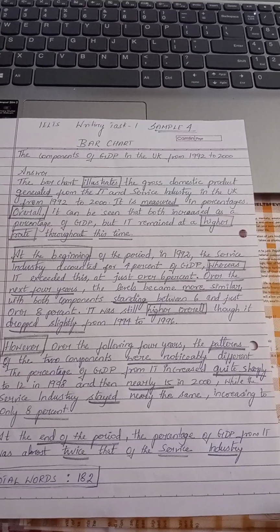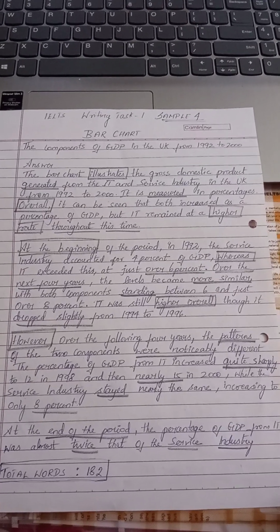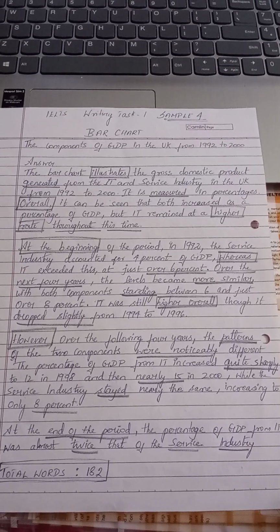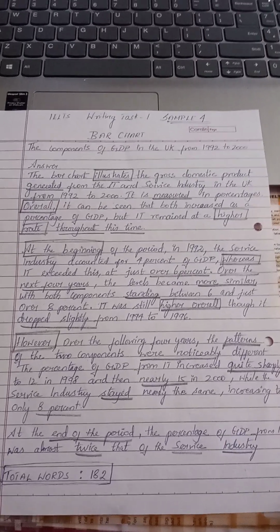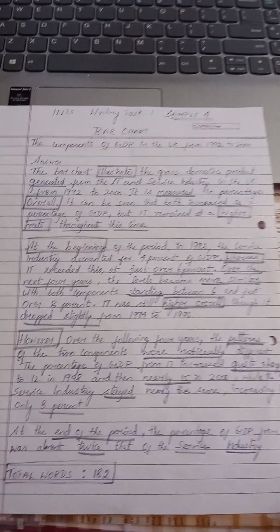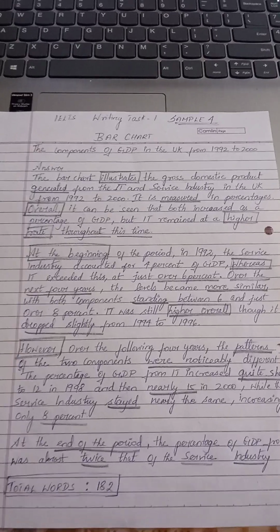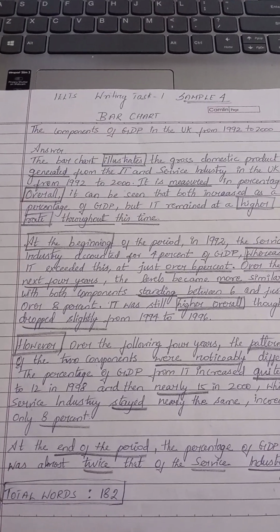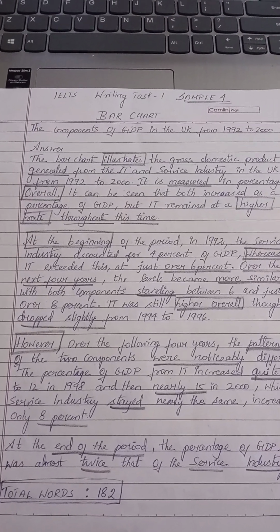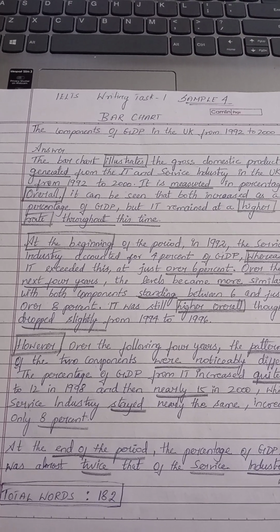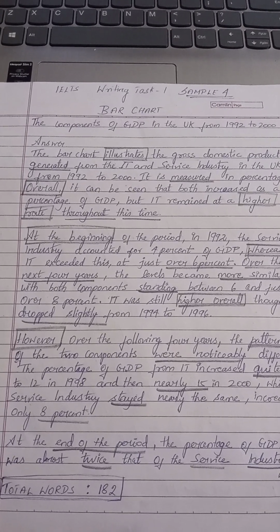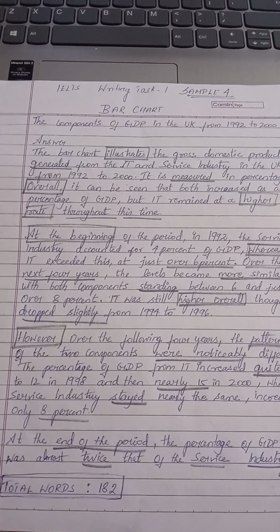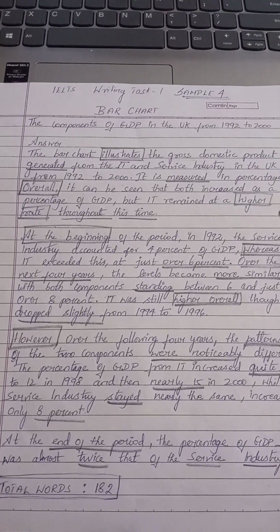At the end of the period, the percentage of GDP from IT was almost twice that of the service industry. So we are ending with this, and the total word count is 182. So we have to correlate with these tools: introduction, conclusion part, and body paragraphs, and end with the conclusion part. So the total words is 182.